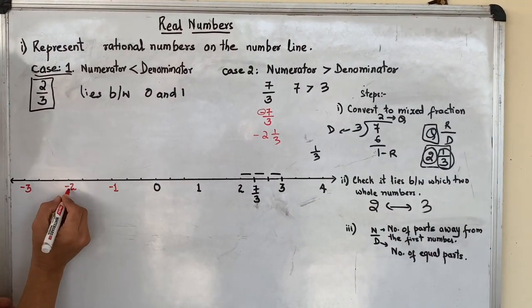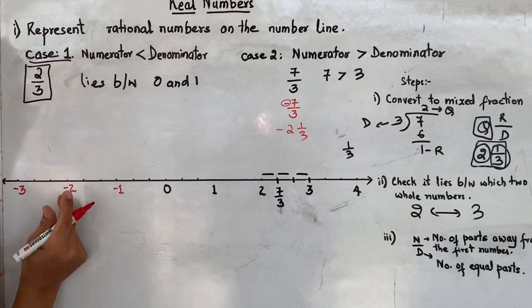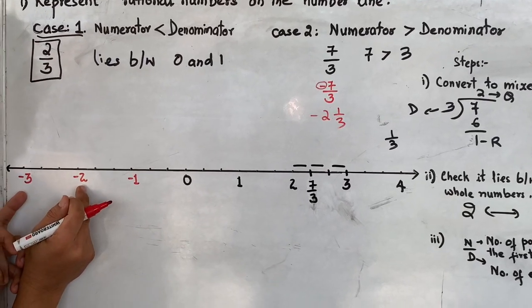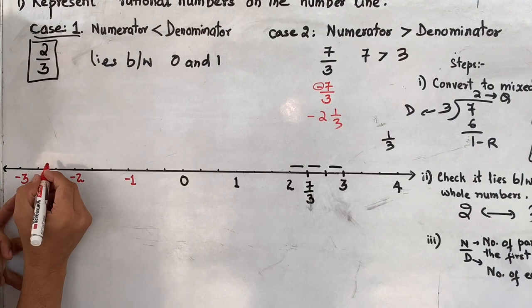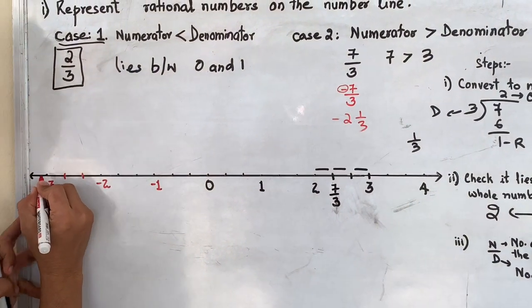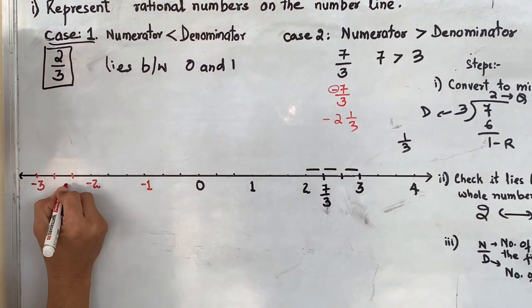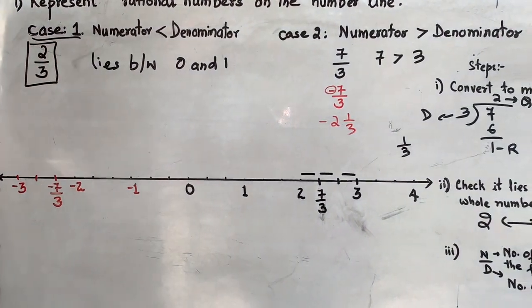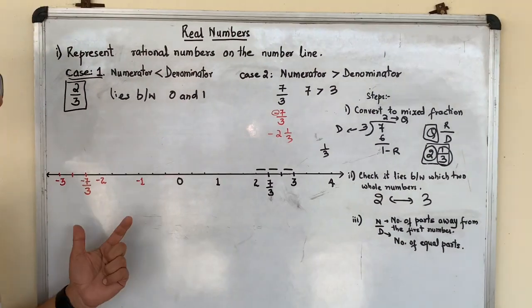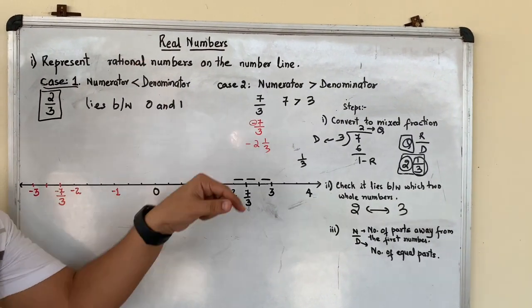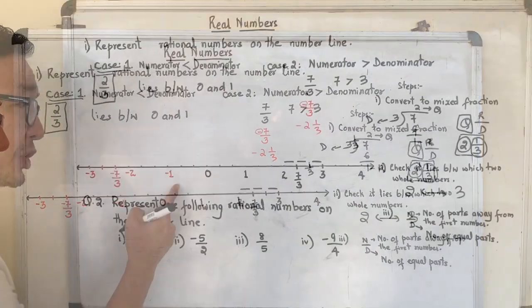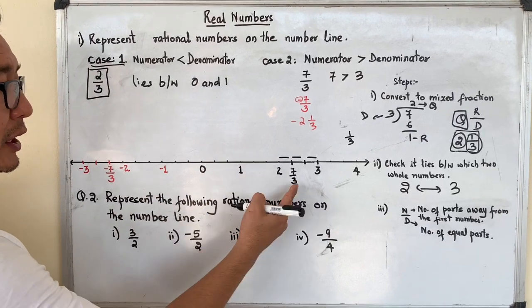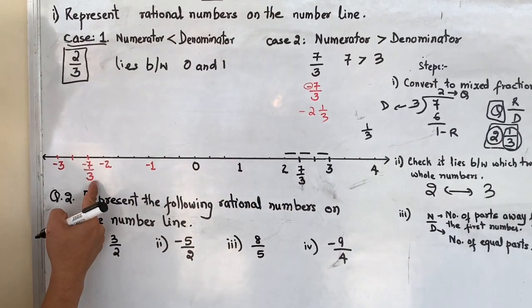Next, negative 3. So negative 7 by 3. This is how we represent a rational number on the number line when the numerator is greater than the denominator. To represent 7 by 3 and negative 7 by 3 on the number line.